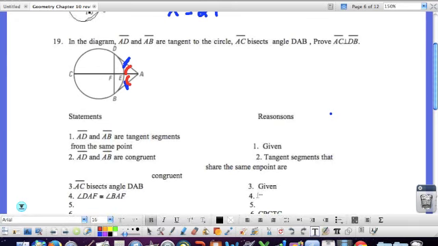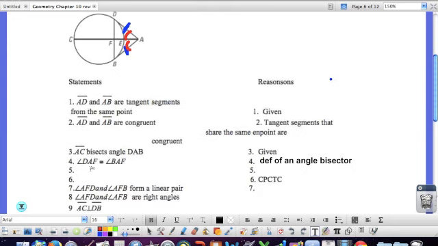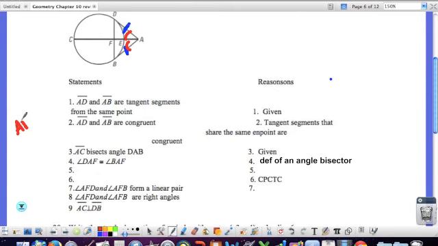And that would be, type this in here, definition of an angle bisector. Okay. So for the next part, we're missing another step, and step 6 is CPCTC. This is one, as I said, I don't love, because I feel like we've missed a step here. Normally, we would have another step that said that AF is congruent to AF from the reflexive property of congruence.